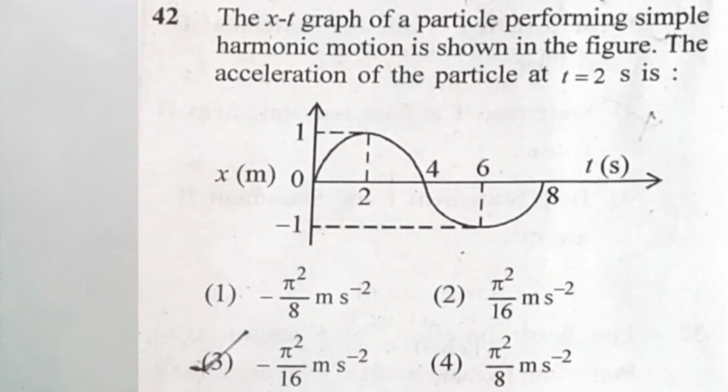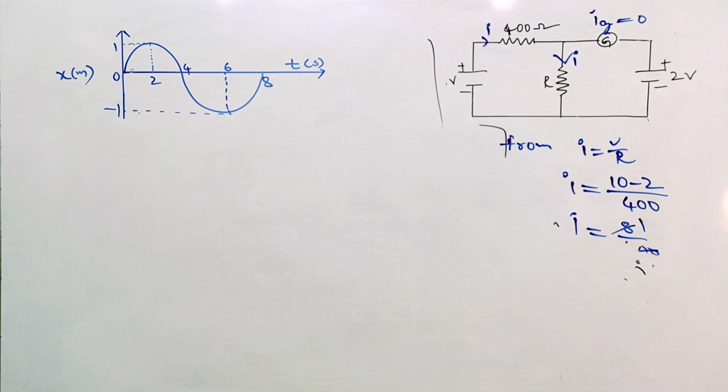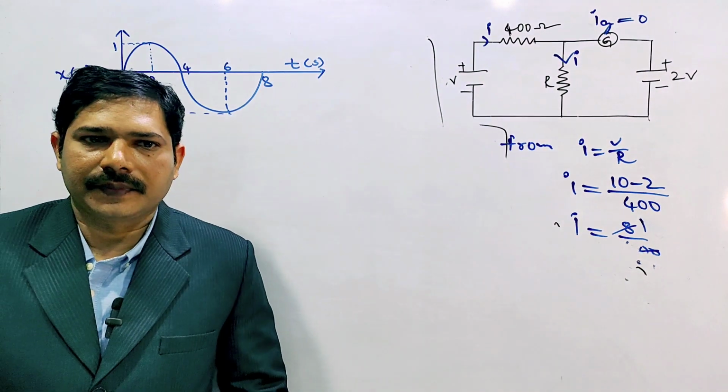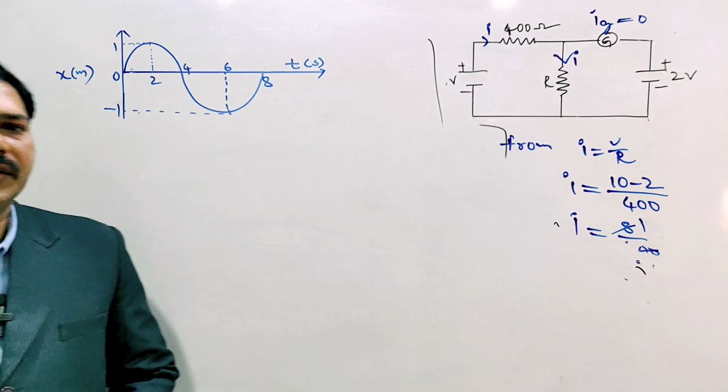Here one graph is given. The x-t graph of a particle performing simple harmonic motion is shown in the figure. The acceleration of the particle at t equal to 2 seconds is? One diagram is given. Using the diagram we have to find out. In this, what they are saying is at t equal to 2 seconds, so the acceleration they are asking.